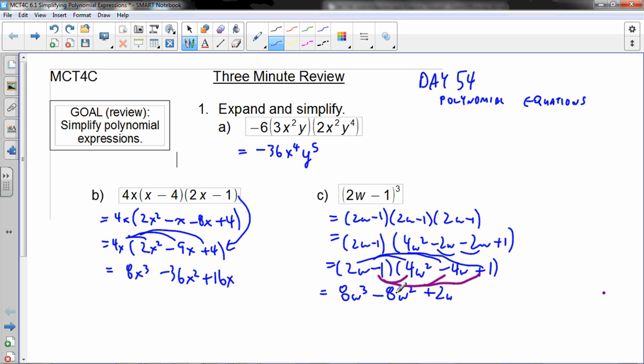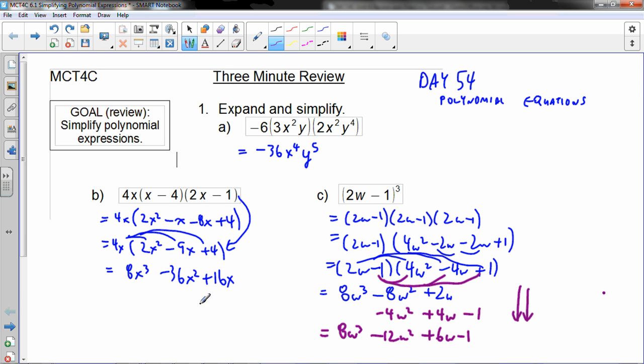Watch this. -1 times 4w is -4w squared. -1 times that is plus 4w. And then -1 times +1 is -1. And then instead of having to figure out where my like terms are, all I have to do is add down, right? And I see I got 8w cubed minus 12w squared. And I can't remember whether we did this last chapter, but there's another way to expand a binomial times a trinomial. Lovely. Let's get on with the lesson.